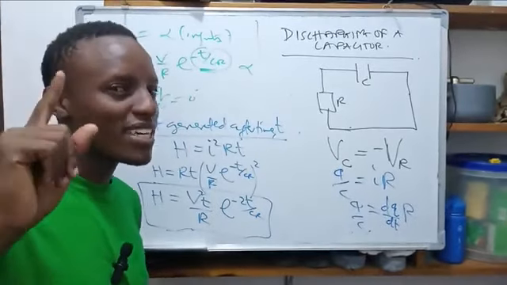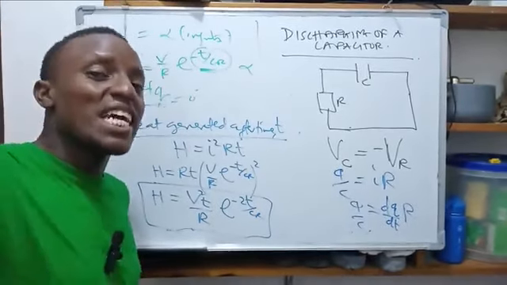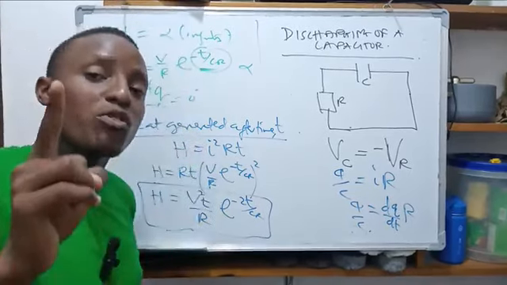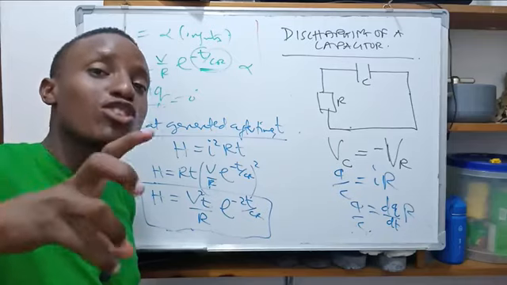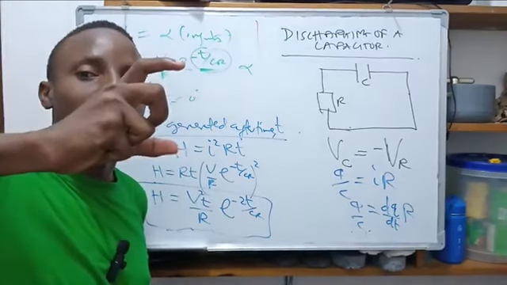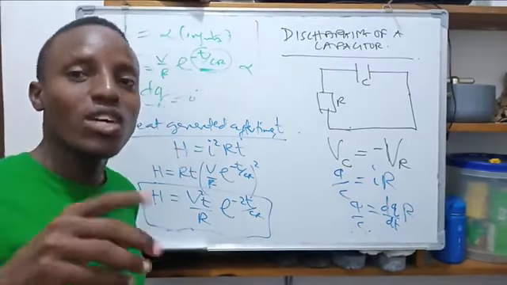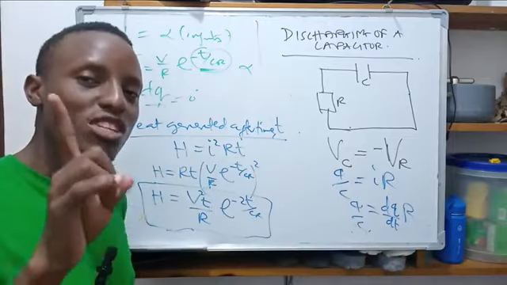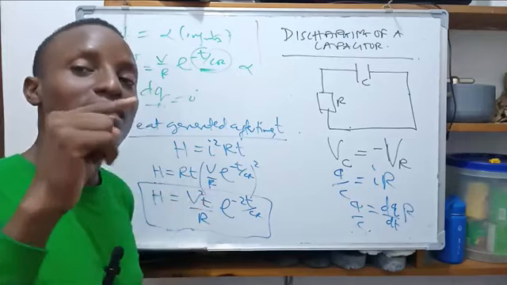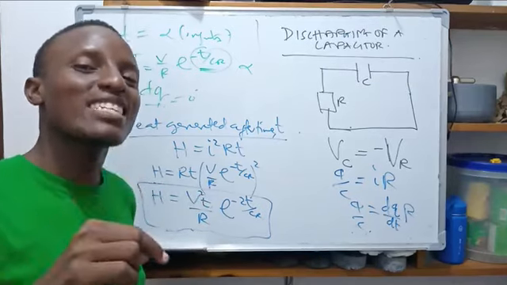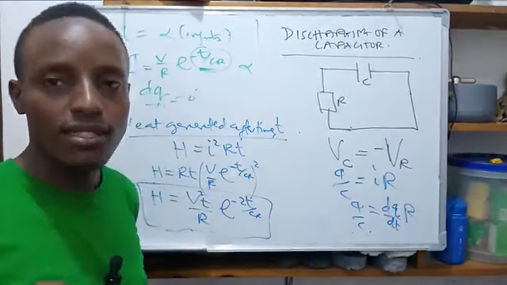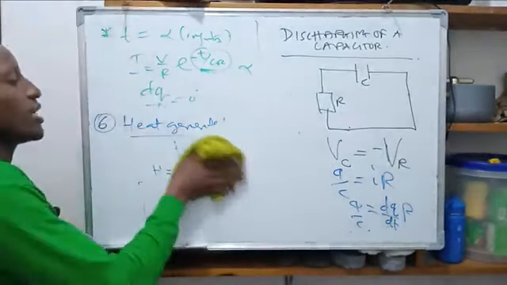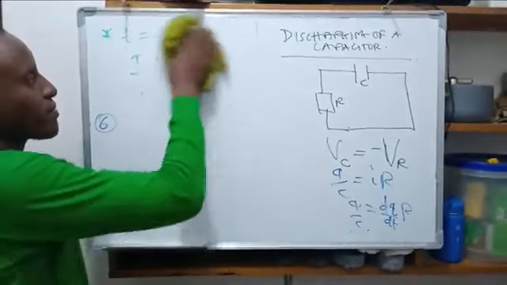Get this clear, guys. In charging, we started at 0 and went to the final charge Q. But now we are doing the discharging, so the initial charge should be the total charge, and the final charge will depend on the time. It can be 0. The first thing you need to know is that on charging, we start with 0, but on discharging, we start with the total charge which was stored initially. So let's speak about this.